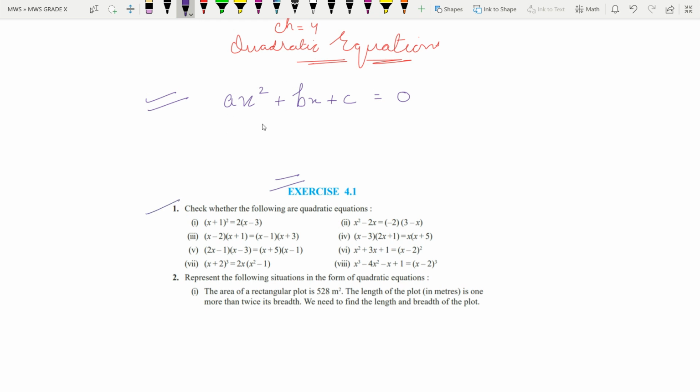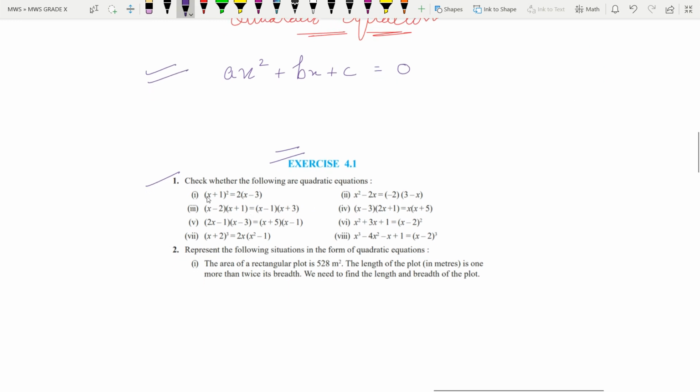See, the detailing of this I have all given in chapter number 2, that the graph of these equations comes like this, a parabola and all. So you can revise from there. So right now, exercise 4.1, question number 1, first part. We need to check whether all these parts are quadratic equations. If they are in the form of this, then they are quadratic equations.